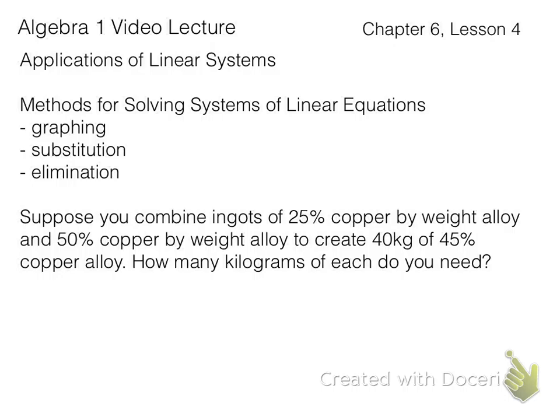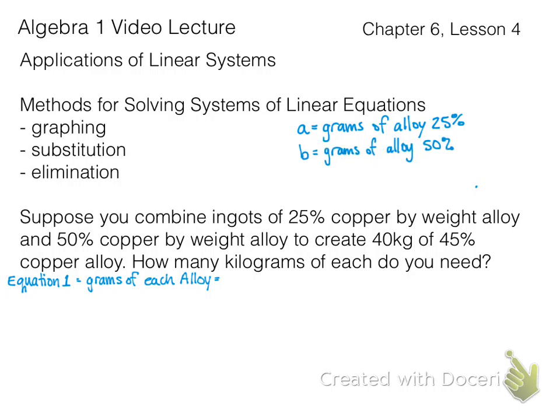Well, let's go ahead and make an equation. The first equation is going to be the amount of each alloy: the kilograms of the 25% copper ingot and the kilograms of the 50% ingot. How much of each piece do we need to cut off so we can melt it together to make the product that we want? So A is the kilograms of alloy that is 25% copper, B is the kilograms of the alloy that is 50% copper, which leads me to my first equation: A plus B equals 40. I need to take some kilograms of A and some kilograms of B and melt them together to get 40 total kilograms.